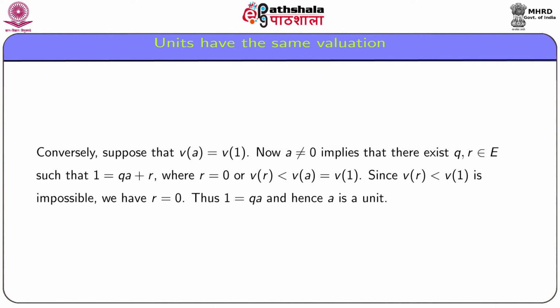For the converse, assume that a is a non-zero element and valuation of a is equal to the valuation of 1. We are to show that a must be a unit, that is, there is some q such that 1 equals qa. Since a is non-zero, by the first axiom of the definition, we have two elements q and r in E such that 1 is equal to qa plus r, where r equals 0 or v(r) is less than v(a). Since we have assumed v(a) equals v(1), it follows that v(r) is strictly less than v(1), but it is impossible since always v(r) is greater than or equal to v(1). This contradiction arises because we have assumed r to be non-zero. So, we must have r equal to 0, and thus 1 becomes equal to q times a, and hence a is a unit.